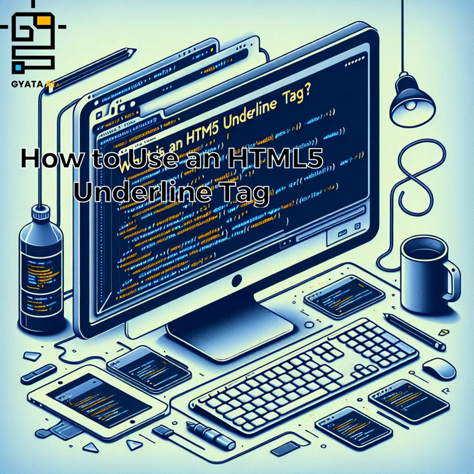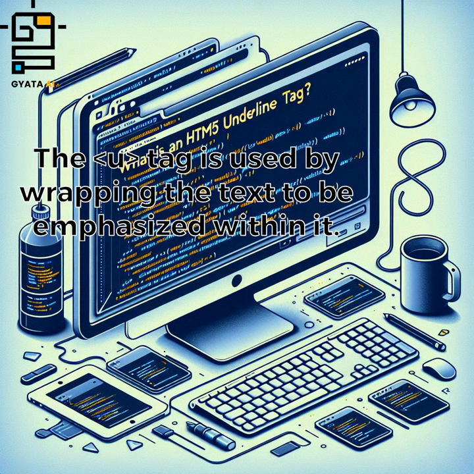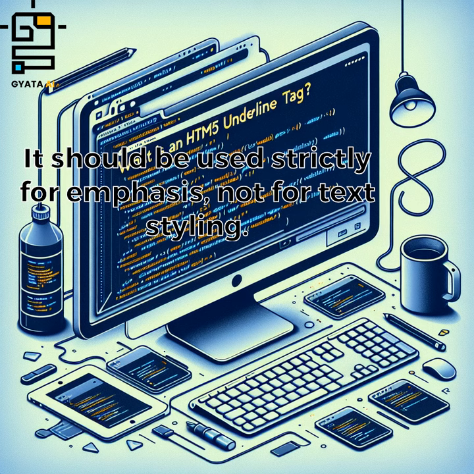How to use an HTML5 underline tag? The U tag is used by wrapping the text to be emphasized within it. It should be used strictly for emphasis, not for text styling.